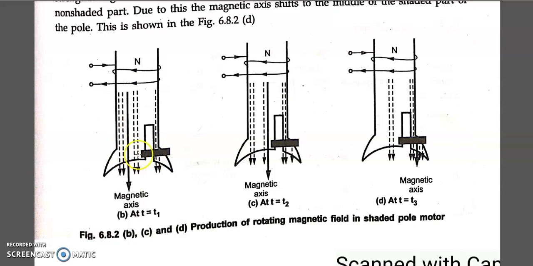We know that whenever current starts to flow in this winding, a magnetic flux is created. Due to that flux, an EMF is induced in this short-circuited copper band, or shading band. Due to that induced EMF, current flows through the copper shading band. The current circulates in such a way that it always follows Lenz's law.